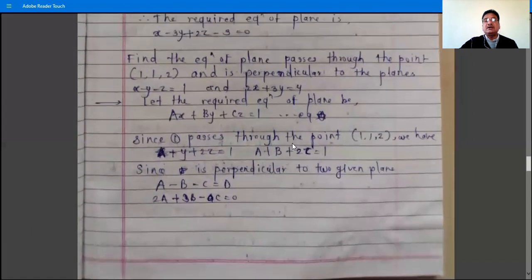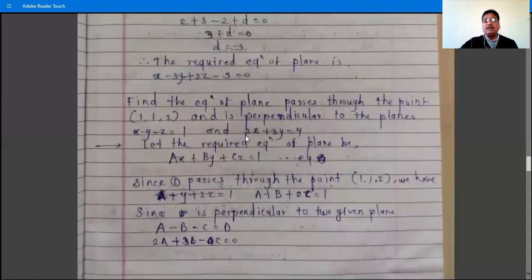And the required plane is perpendicular to this plane. So we have this equation equal to 0. Remember, it is not equal to 1. It is equal to 0 because the condition of perpendicularity is what? A1A2 plus B1B2 plus C1C2 is equal to 0.